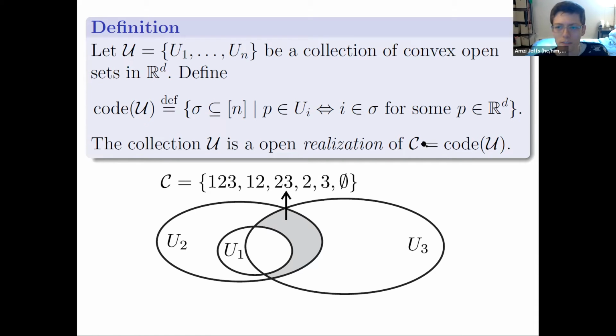And I think a picture makes this a lot more clear. Here I've got the same code from the previous slide. I have a realization of it in the plane with these 3 ovals, which are indeed convex open sets. And for example, the code word 2, 3 comes from this gray region where I'm in set 2 and 3, but I'm not in set 1. And likewise, the singleton 3 comes from this right-hand piece where I'm only in set 3, etc.